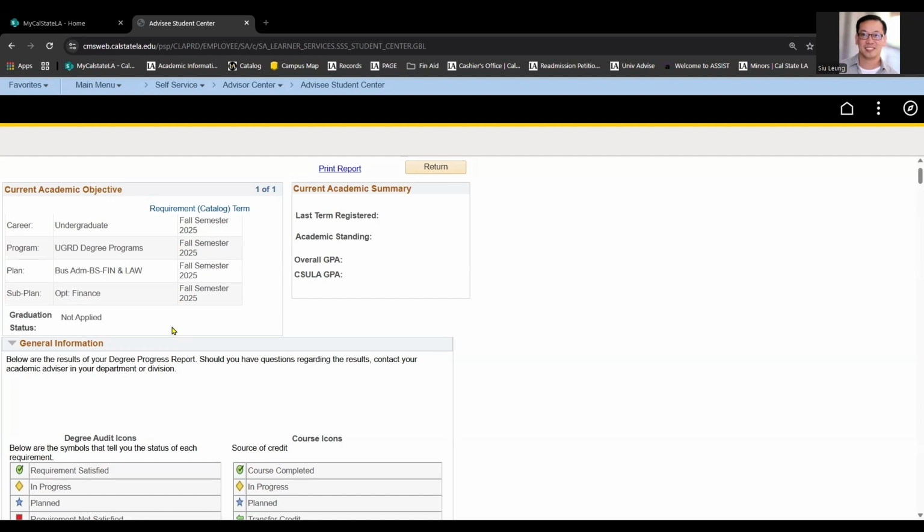It's your Campus Academic Advisement Report. Sometimes advisors might just call it CAAR. Sometimes they'll just say Advisement Report, but this is what they mean.